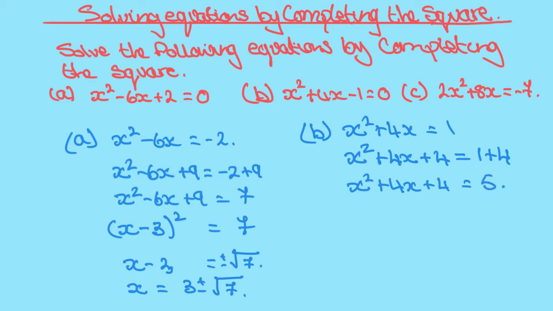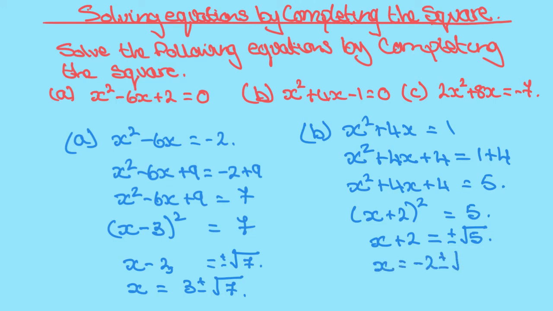We now have a perfect square on the left-hand side, giving us x plus half of 4, which is 2, all squared, equals 5. We can now take the square root of both sides, giving x plus 2 equals plus or minus the square root of 5. Now rearrange to solve for x, giving us x equals minus 2 plus or minus the square root of 5.